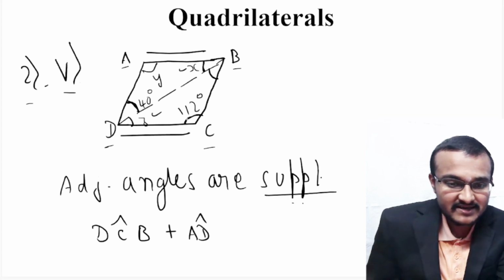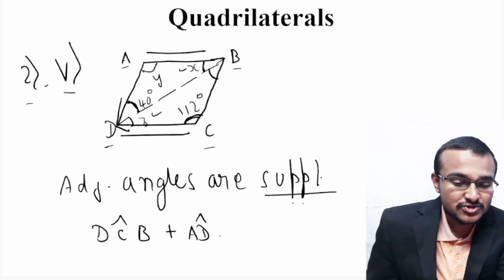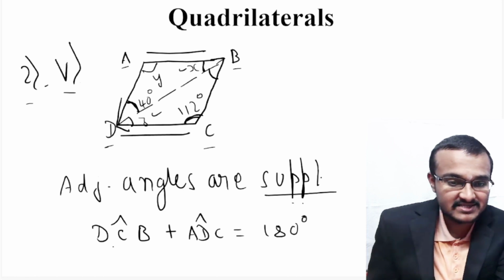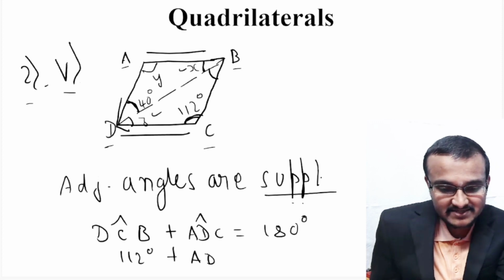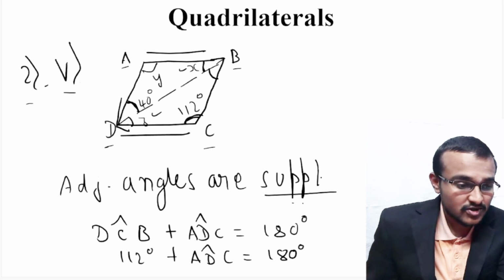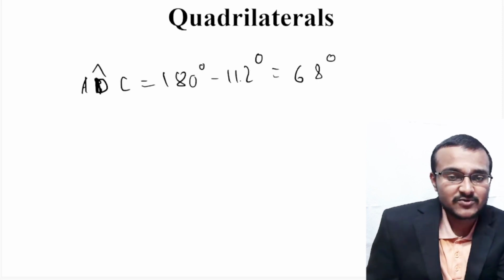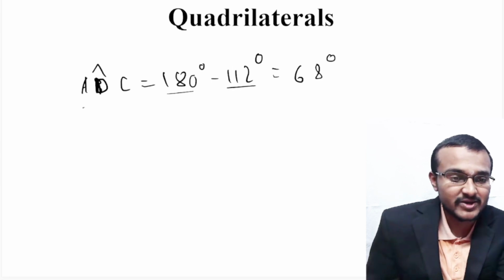So this particular angle and this particular angle, this complete angle ADC, should be summing up to 180 degrees. Here DCB is 112 degrees and ADC is there as it is. So now let us find what ADC is. We'll take this 112 degrees to the RHS, so it will become 180 degrees minus 112 degrees. So ADC will be equal to 68 degrees.